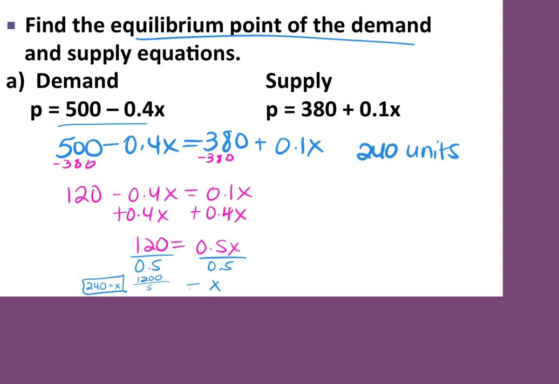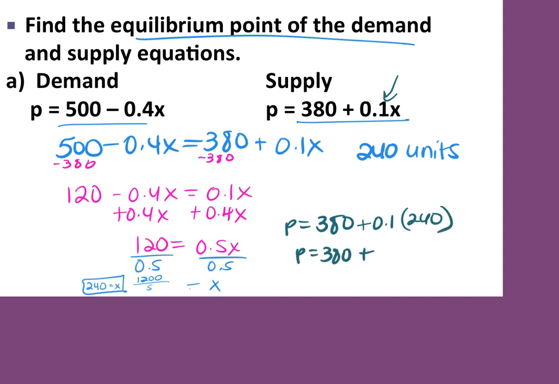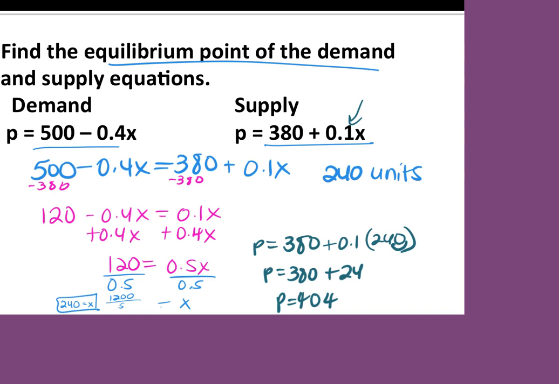So I could plug it back into either one, okay? I would say 0.1's easier. All you got to do is move your decimal one, but you could do either one. 380 plus 0.1 times 240. 380 plus, this just means move your decimal back, 240, or 24, and I get 404. So that's your P. So it'd be 240 units at $404.